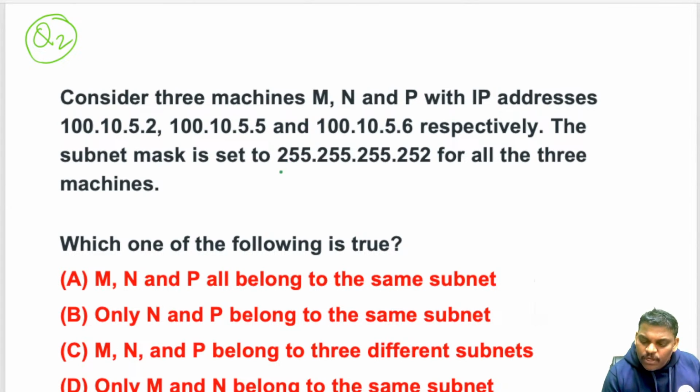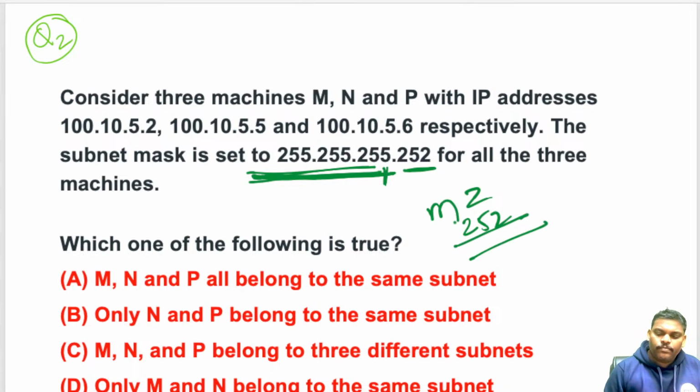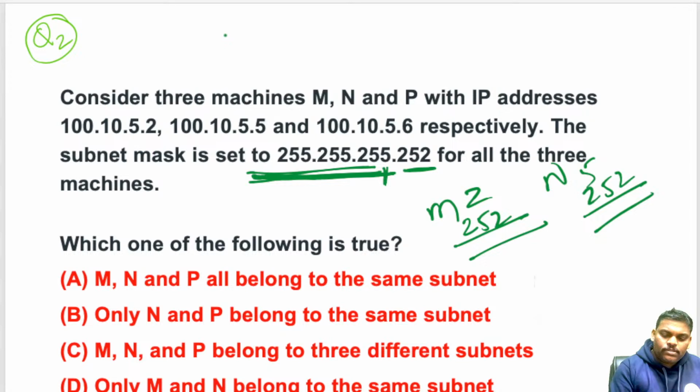I think the subnet mask, if you observe, these are anyhow ones only. See, one and anything is anything. That is the reason these people need not bother. Just concentrate on 252. I am targeting, I think only the last octet is required. 252. This is M. Next one, 5 252. This is N. Next one, 6 252. This is P.